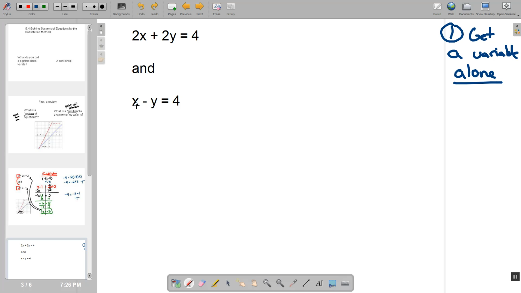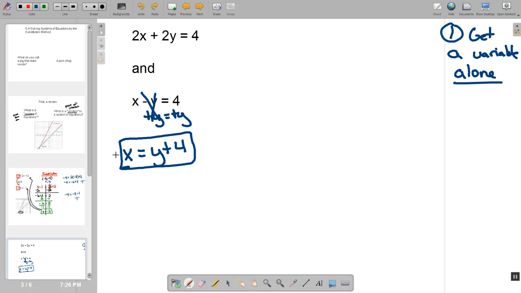In this case, I'm going to make x by itself by adding a y to both sides. Now be very cautious because these are, once again, boys and girls at a dance. I know you're all rolling your eyes, but you'll remember it. x equals y plus 4. We now have the variable x by itself.